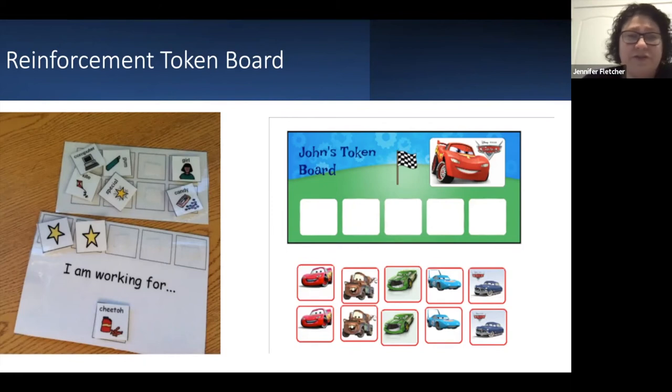You can also just use pennies. It doesn't have to be anything fancy. You can use little gems. If you like to do crafting, there are those little gems. Kids sometimes, especially a lot of girls, really like the little gems because they're sparkly. I have some boys that like that too.